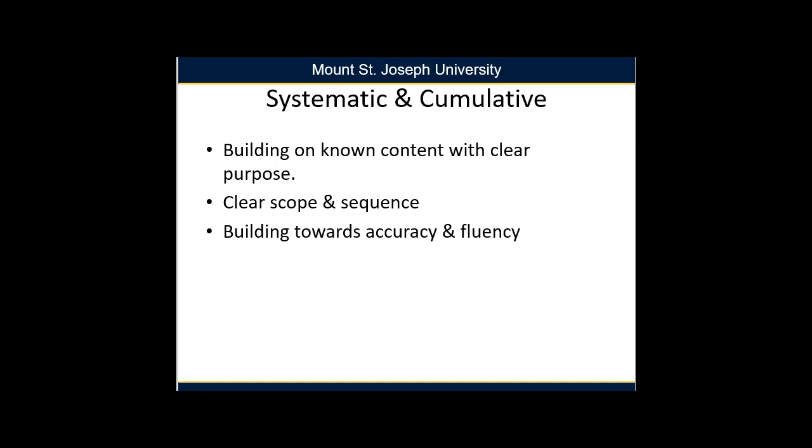Systematic and cumulative instruction means that there is a clear and purposely chosen scope and sequence of skills that are taught with the prescribed order carefully building on earlier elements, building first easier skills and moving towards more complex skills. There is also lots of built-in review to make sure earlier skills are appropriately connected to more difficult skills and mastery is achieved.